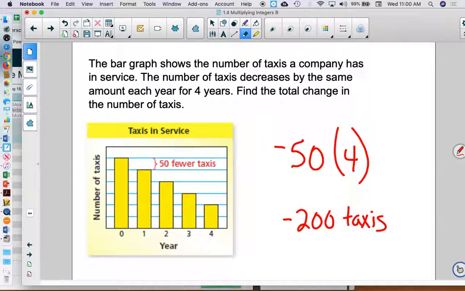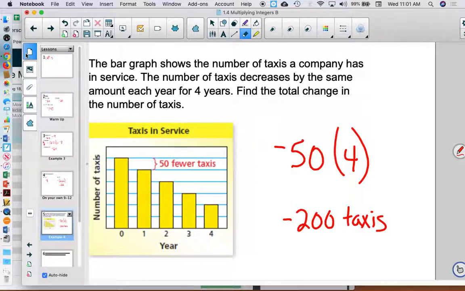Okay, 200 taxis have been taken out of their fleet over 4 years. That's a lot. Especially if each taxi would happen to earn $50,000 a year. They're losing a lot of money, aren't they? A lot of money. Cashton? Could be. Could be.